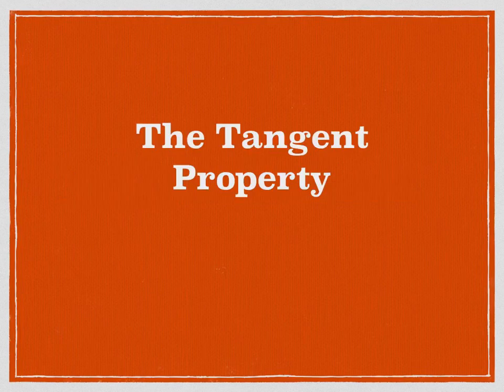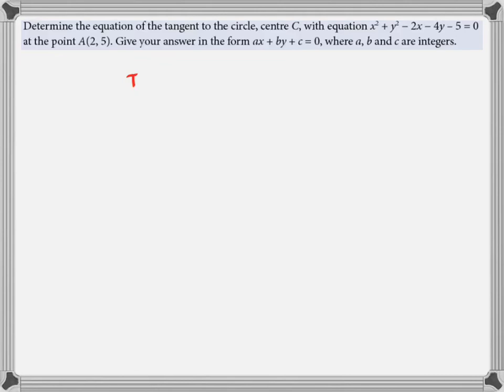Now, let's start with the first question that is related to the tangent property. Let's read the question. Determine the equation of the tangent to the circle with equation such and such at the point (2, 5). Give your answer in this form where a, b, and c are integers. First and foremost, we are not given the standard format of the equation of a circle, the one in which we can see what the center and the radius are. So one of the objectives is to convert to that form.